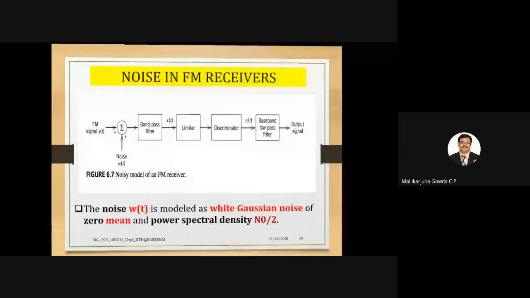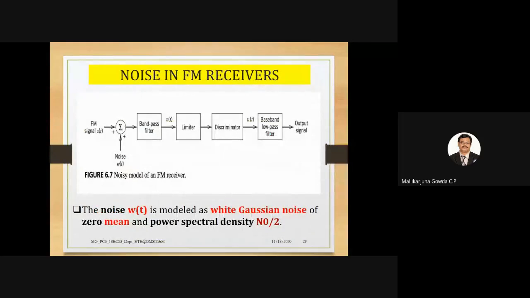Fine. So today we'll discuss the noise in FM receivers. In the previous class we discussed the effect of noise in the DSBSC receiver as well as the AM receiver. How do we measure the performance of the receiver? By finding the figure of merit, right? For finding the figure of merit, we need to find the output SNR as well as the channel signal to noise ratio. The ratio of those two will give you the figure of merit. That indicates how the receiver performs in the presence of noise, right?